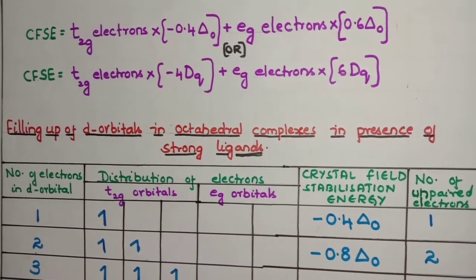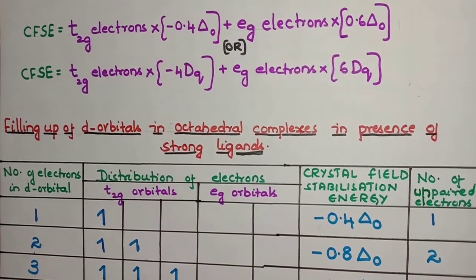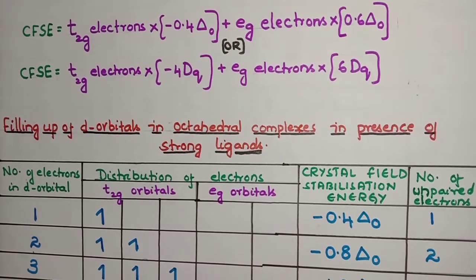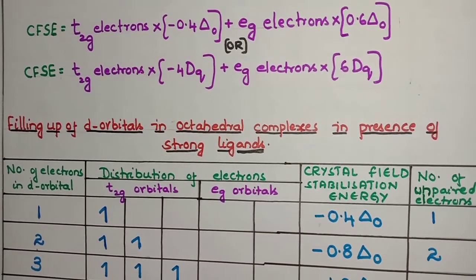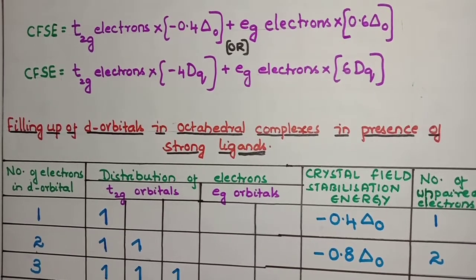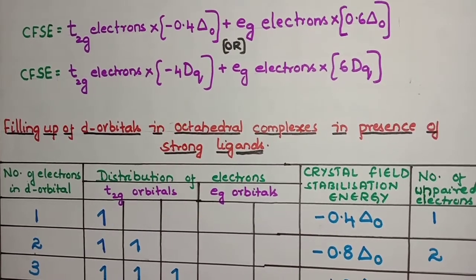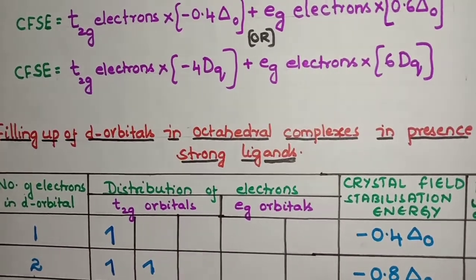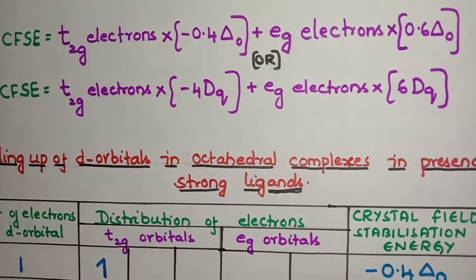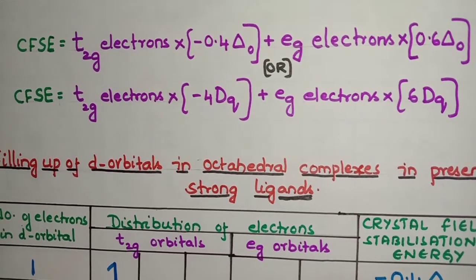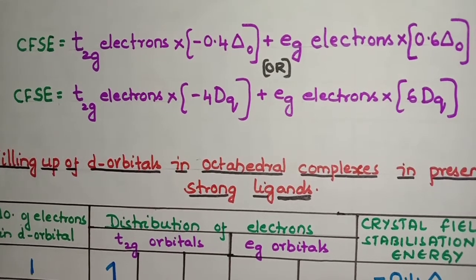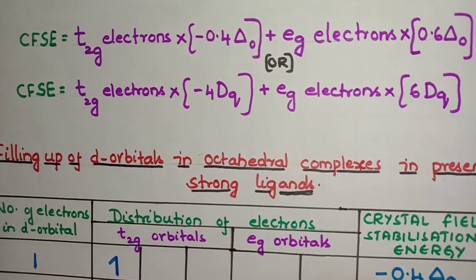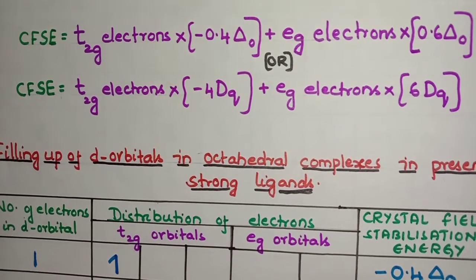In the previous classes, we have learned about the salient features of crystal field theory and also splitting of d orbitals in octahedral complexes. Have you learned those two topics, students? Hope you have learned all those points. Now, in this present class, we will be learning about how to calculate crystal field stabilization energy, which is shortly denoted as CFSE. What is CFSE? It is the net gain in energy. So I will show you a formula to calculate this CFSE.